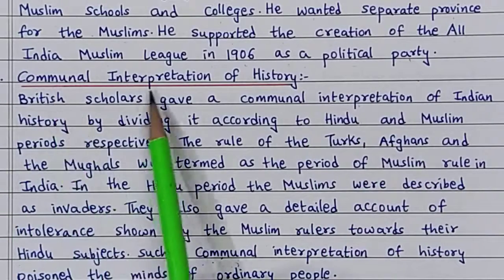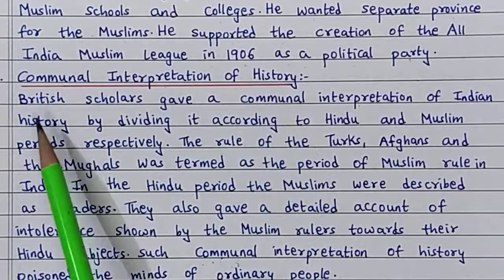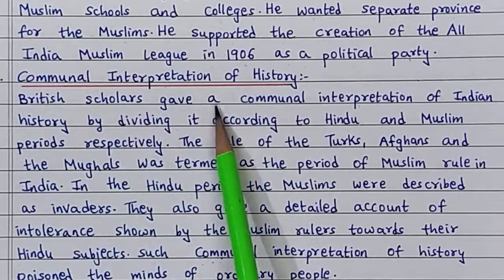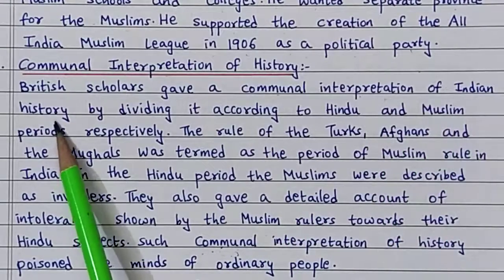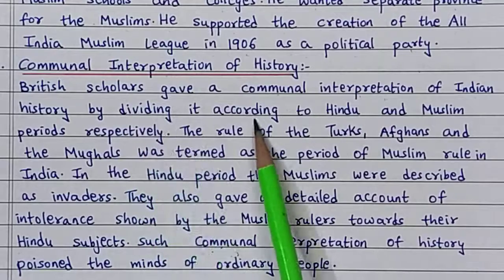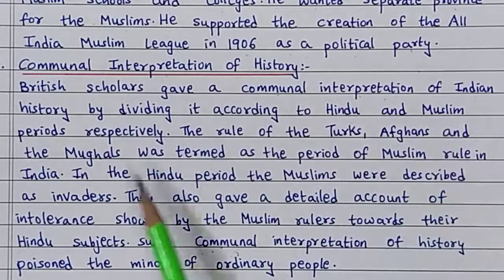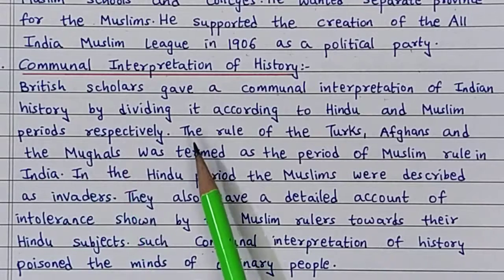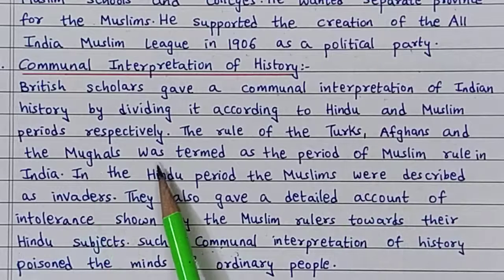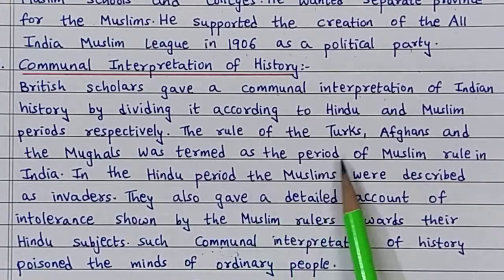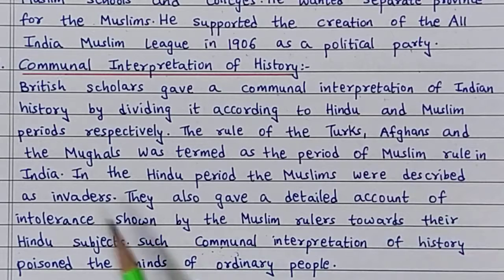Fifth, communal interpretation of history. British scholars gave a communal interpretation of Indian history by dividing it according to Hindu and Muslim periods respectively. The rule of the Turks, Afghans and the Mughals was termed as the period of Muslim rule in India. In the Hindu period, the Muslims were described as invaders.